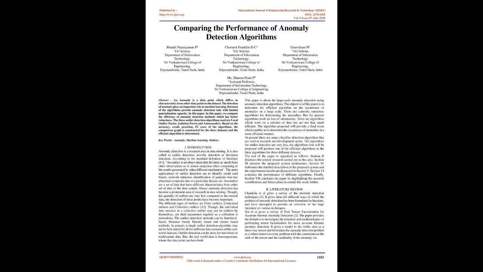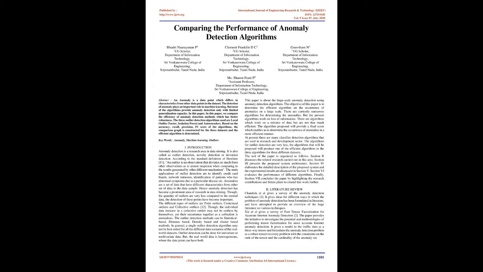Introduction. Anomaly detection is a research area in data mining. It is also called as outlier detection, novelty detection, or deviation detection. According to the standard definition of Hawkins [11], an outlier is an observation that deviates so much from other observations as to arouse suspicion when comparing to the results generated by other different mechanism. The main applications of outlier detection are to identify credit card frauds, network intrusion, identification of patients who has abnormal symptoms due to a particular disease, etc.